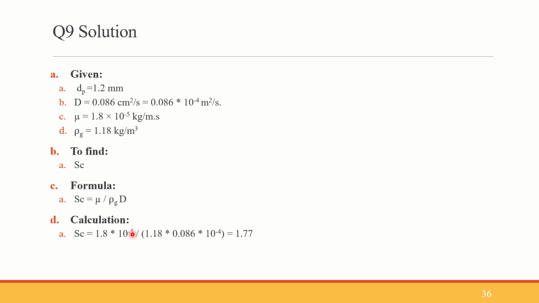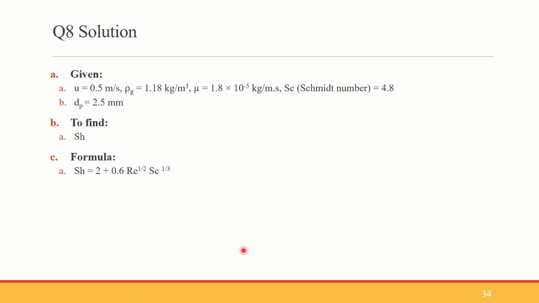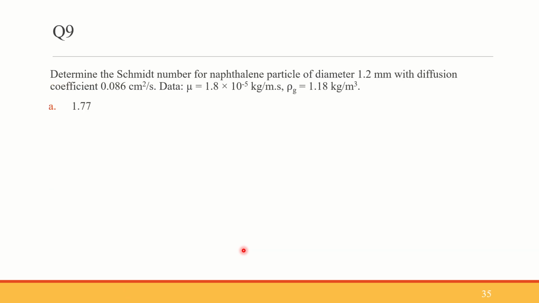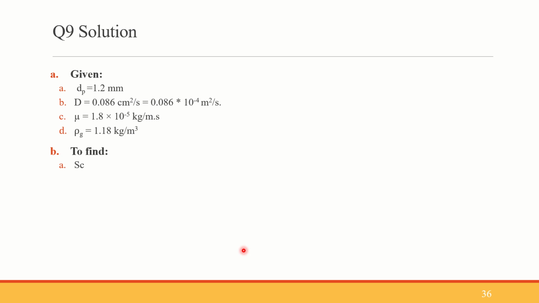Schmidt number is equal to 1.8 into 10 power minus 5, that is the viscosity, divided by rho g, which is 1.18, into 0.086 into 10 power minus 4. So we are getting the answer as 1.77. Looking back at the question, we know option A is the right answer, 1.77 is the right answer. I hope it is clear for everyone. So now we will go to question 10.